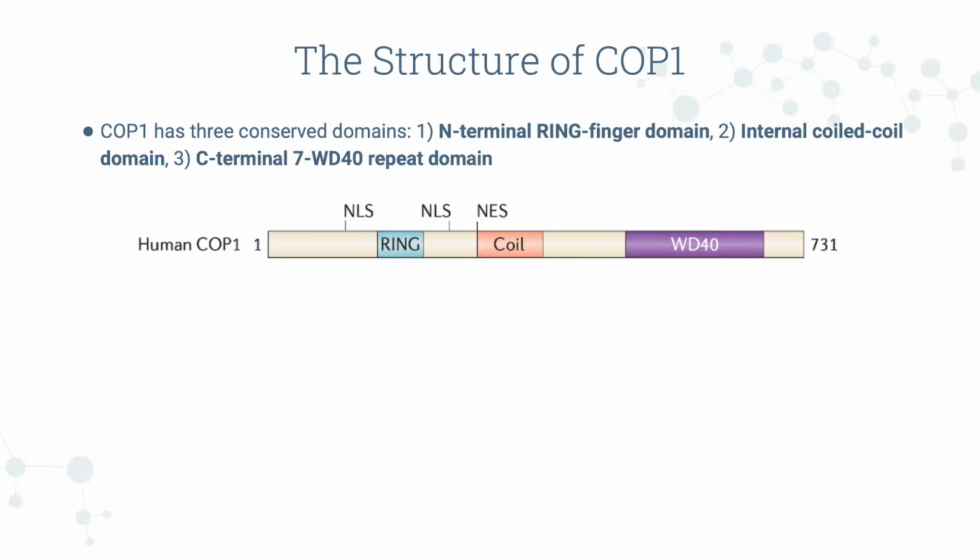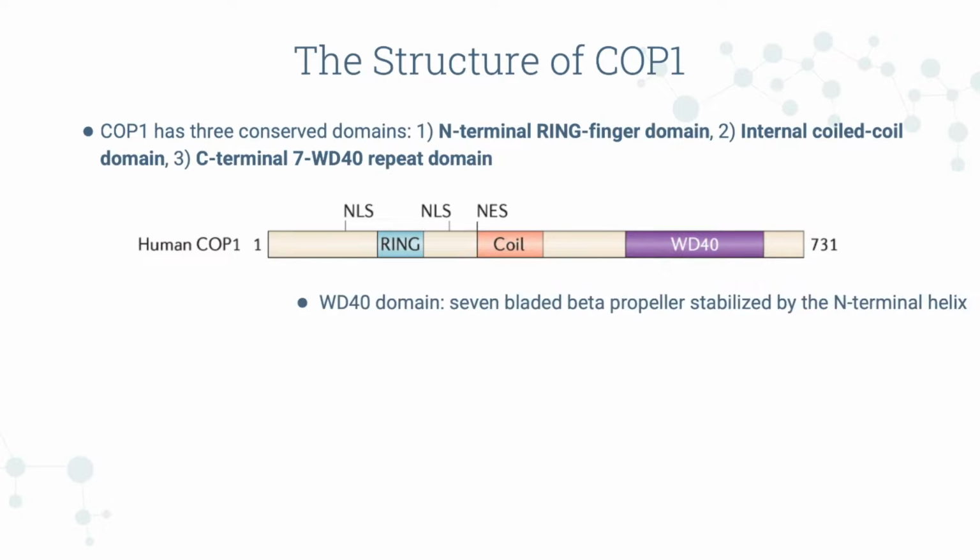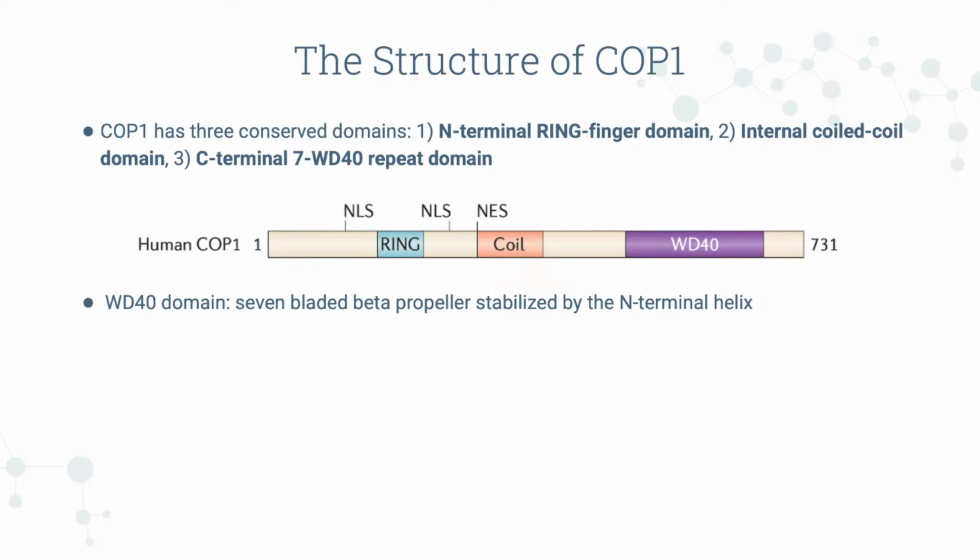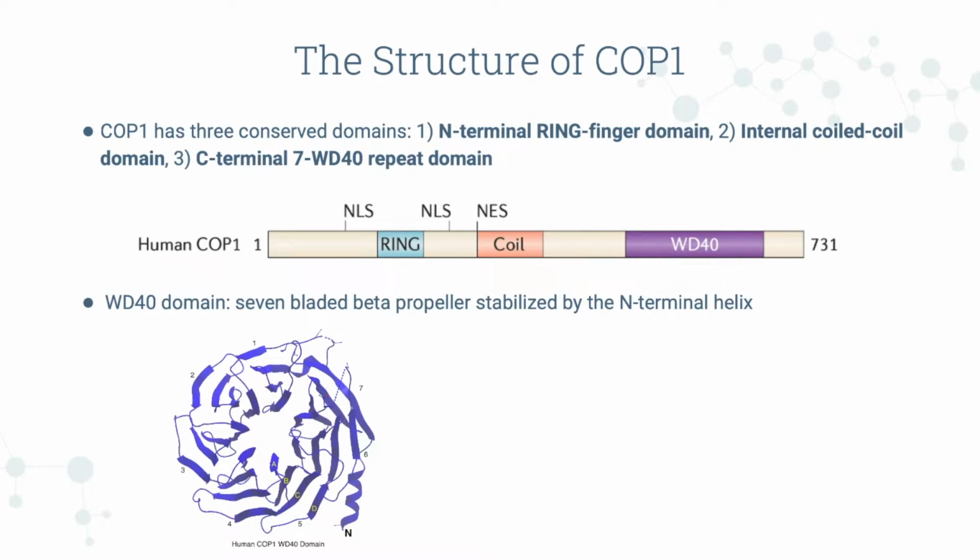And finally, the C-terminal WD40 repeat domain is the region of interest since it facilitates COP1's interaction with its substrates, as it houses the substrate binding pocket of COP1. The WD40 domain is made up of 4 antiparallel beta strands that fold into a propeller-like structure known as a 7-bladed beta propeller. The beta propeller is stiff because there are hydrophobic interactions between the beta sheets.